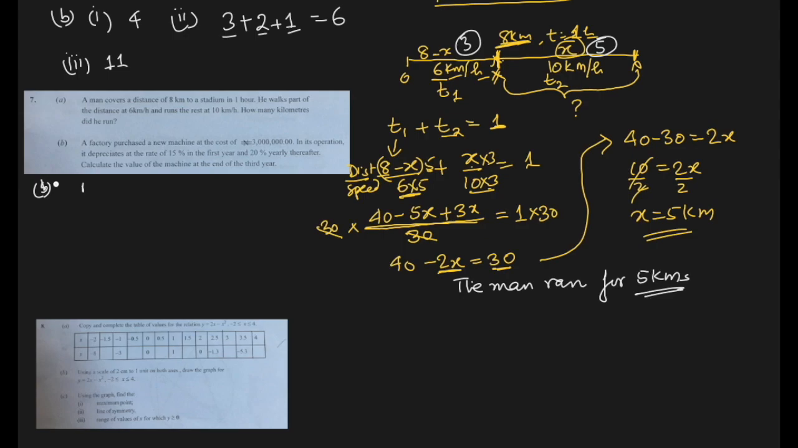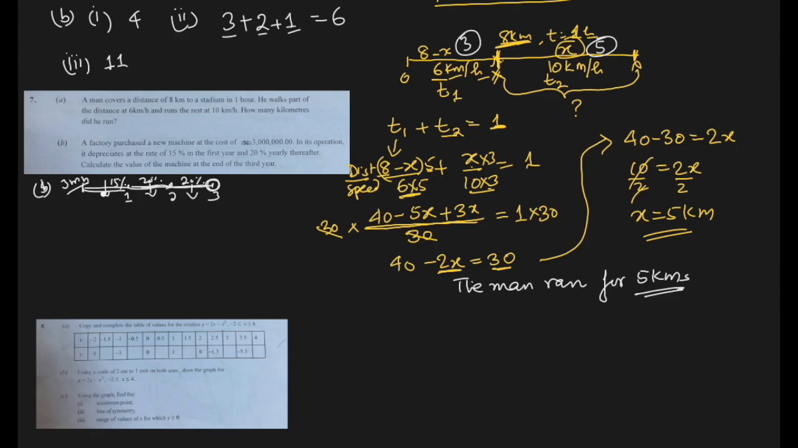So here it is 3 million value. After one year it goes down by 15%. Then it goes down by 20% next. So 1 year is finished here. Second year finished here. And third year finished here, in which also again it went down by 20%. So this is first year, this is second year, this is third year. So they are asking what is the value here.